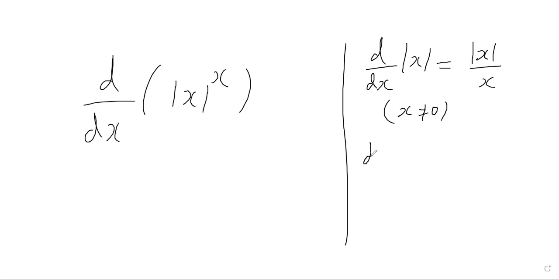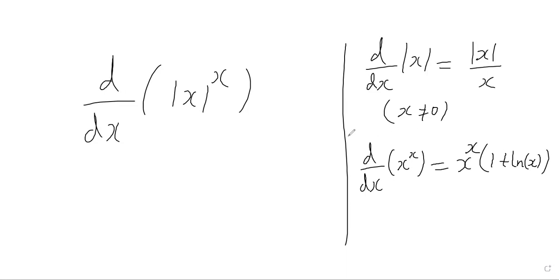And we also differentiated the x to the power of x function. And the result we got was this. So x to the x multiplied by 1 plus the natural logarithm of x. So those are the results we got in the previous videos. These results will come in handy in this video today, where we want to differentiate the modulus of x to the power of x. So let's go ahead and do this.